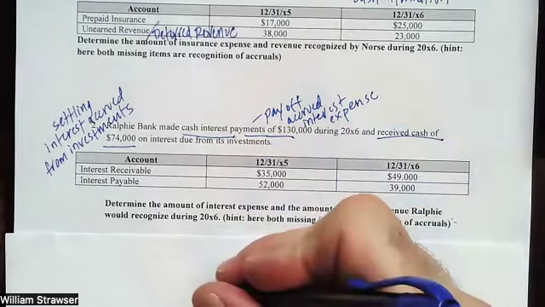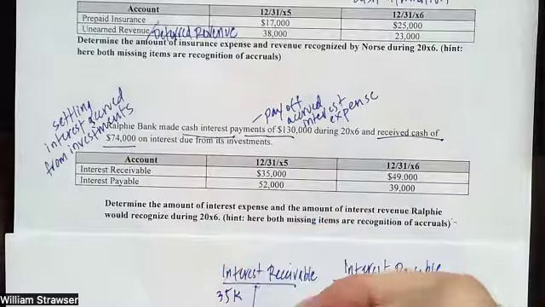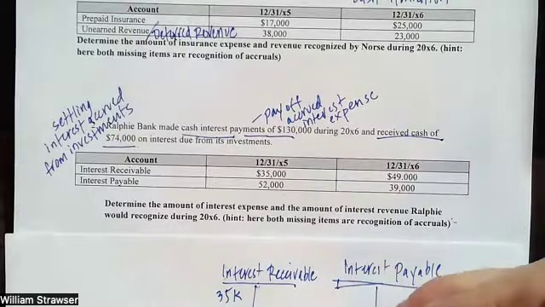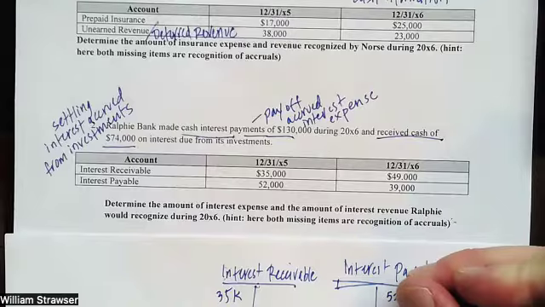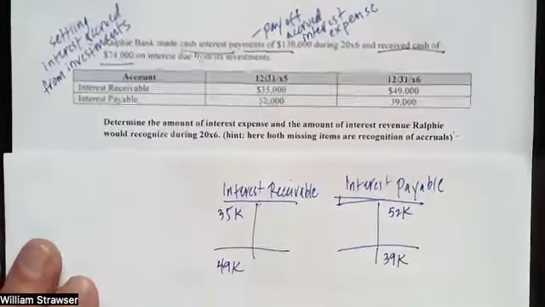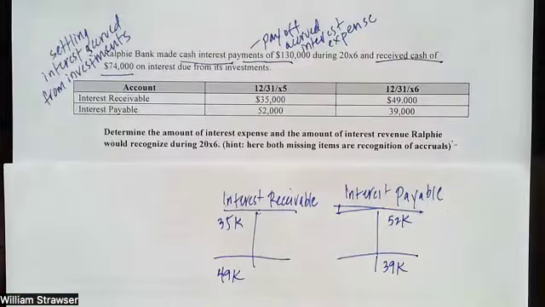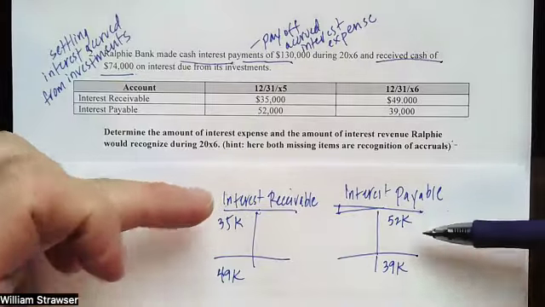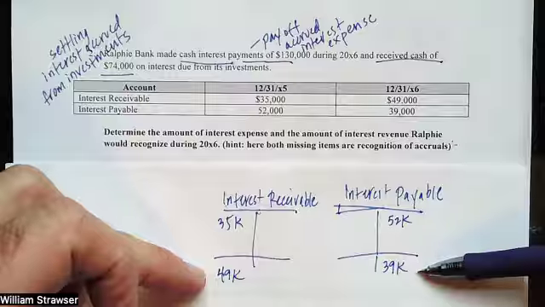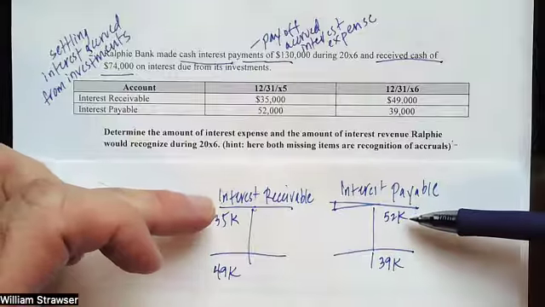The interest receivable is starting at 35,000. It ends at 49,000. The interest payable is starting at 52,000 and is ending up at 39,000. So this is where our T accounts begin and end. In terms of understanding what a T account is giving me, of course, it's a beginning balance and an ending balance, but understand that also what that actually corresponds to is what is on the balance sheet.